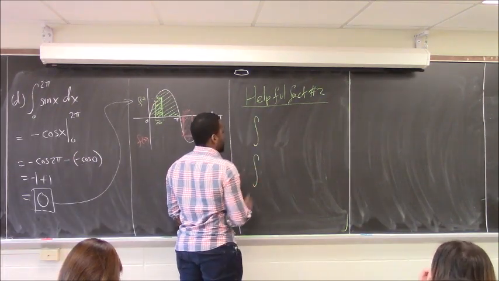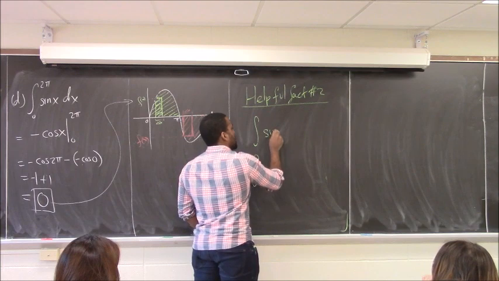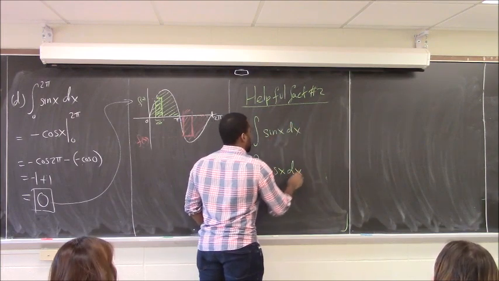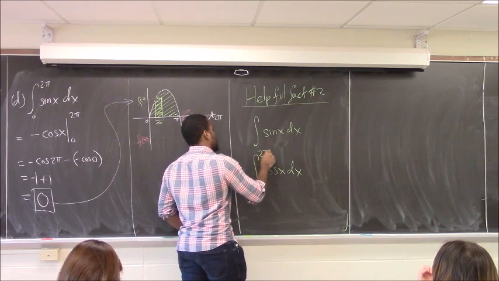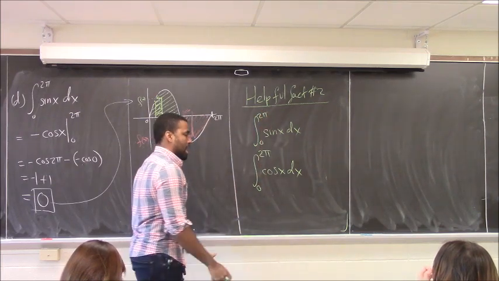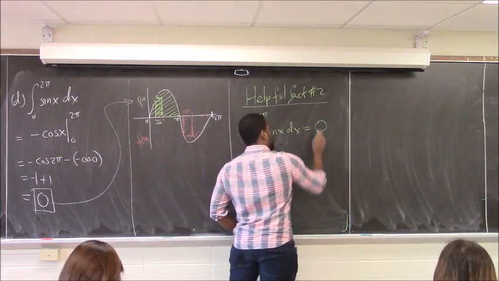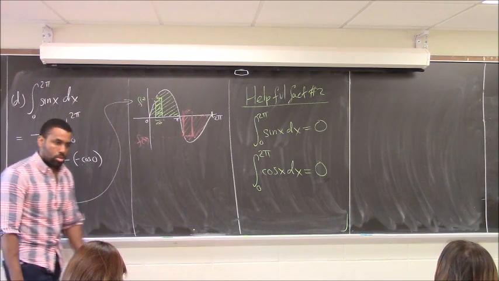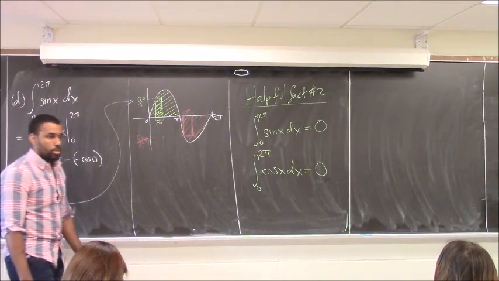So I'll give you some basic ones first. Turns out that if you integrate sine or cosine over like 0 to 2 pi, I'm stating this one specifically because it happens to show up pretty often, the answer is going to be 0. And this can be something that you just know now. You don't waste time actually computing it.